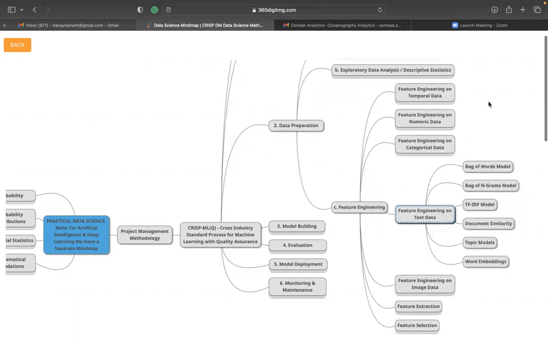In the text data, we have the bag of words model, and we have bag of n-grams models, document similarities. In the text data, we can also have topic models or word embeddings.